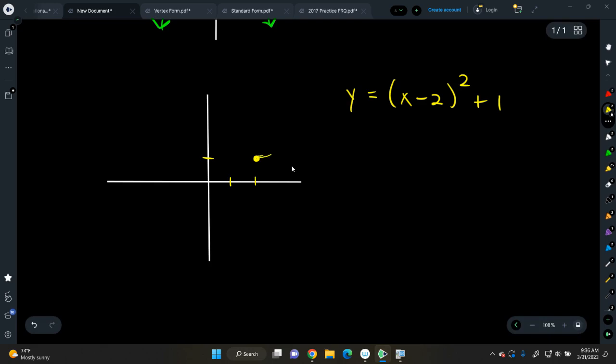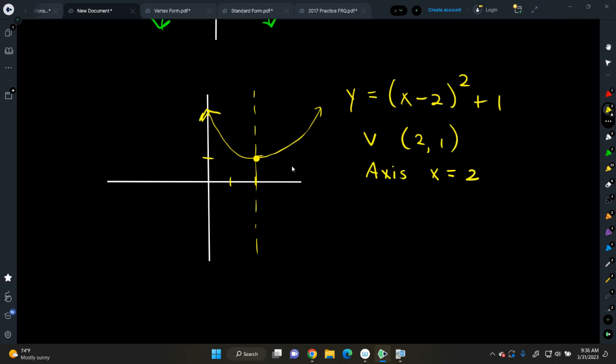So here's my parabola. We're sketching this because it's not exact yet. Here's my axis of symmetry. What's the equation for the axis of symmetry? X equals 2. Good.